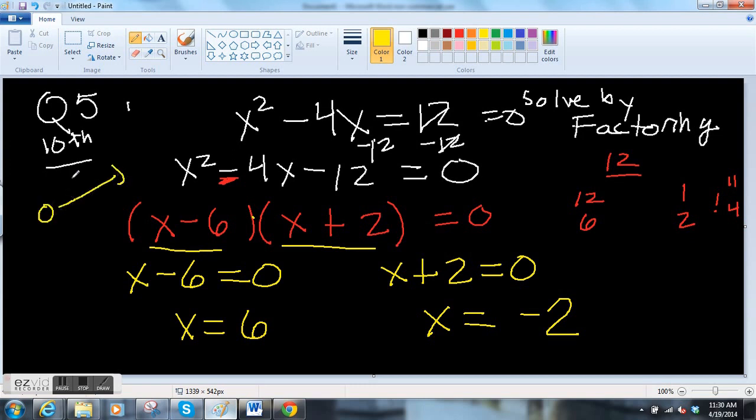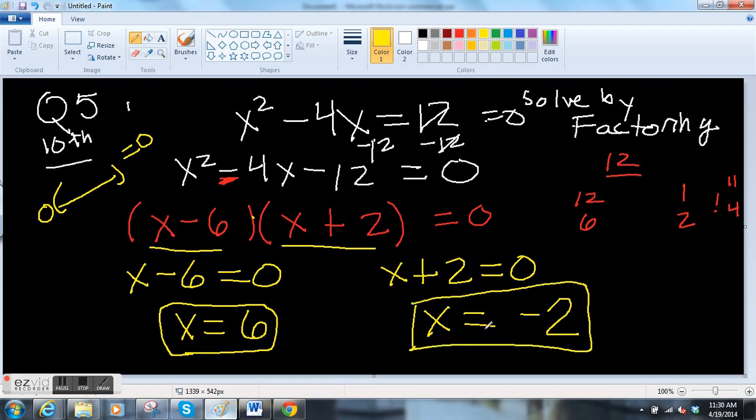Because if you had 0 times some big complicated thing, that's always going to be equal to 0. So the way you solve these is you factor, and then you let each piece equal 0 and solve. So here's our solutions: x equals 6 and x equals negative 2. So that's solving by factoring.